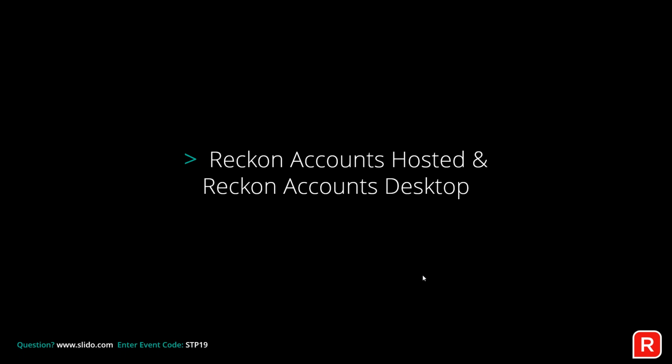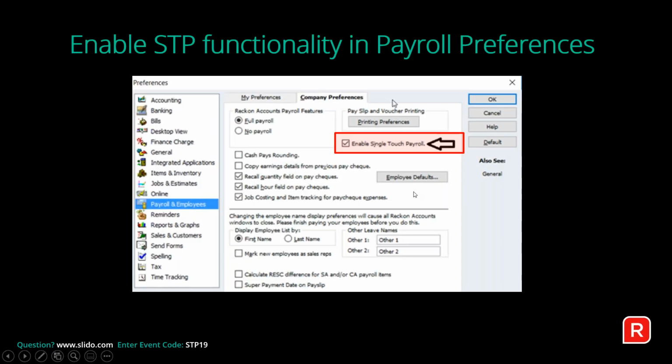So let's look at the configuration that's required in the Record Accounts products. Firstly, you'll need to go into your payroll preferences. That'll be on the top menu line, File, Edit Preferences, and select Payroll and Employees, and enable Single Touch Payroll by checking the box there.